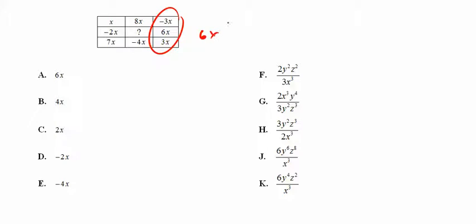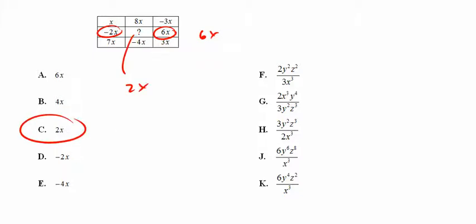This one's going to be 6x because the 3x is going to cancel. If it adds up to 6x, and I already have 6x, and that's negative, then this has to be 2x to cancel.